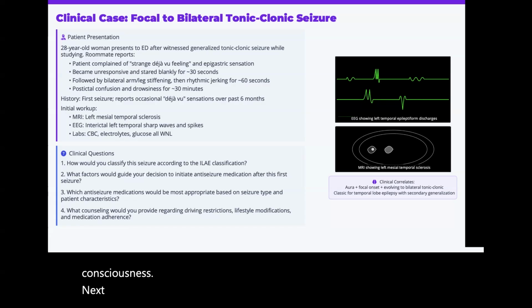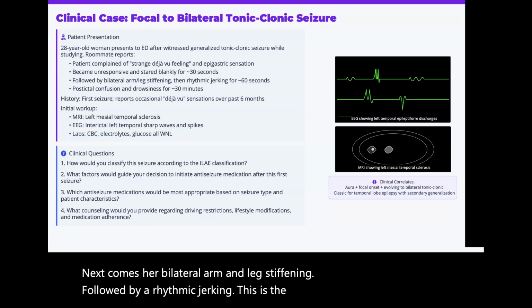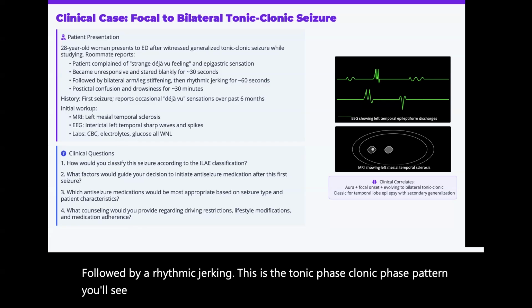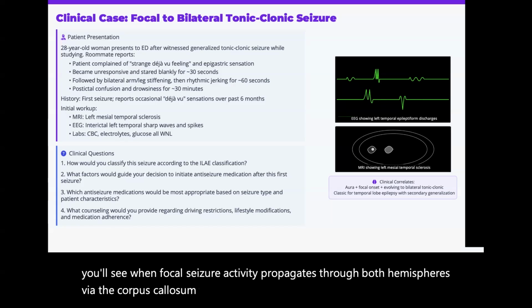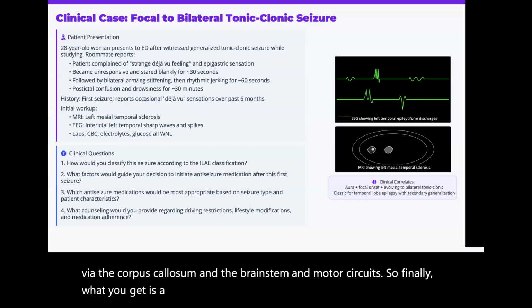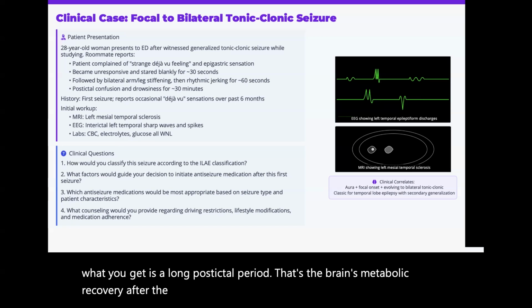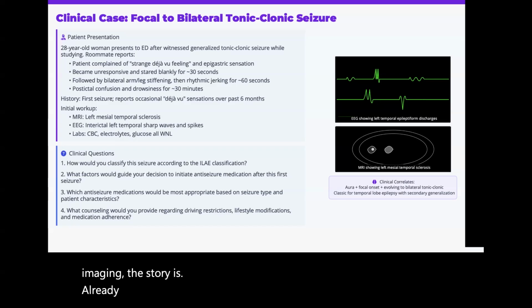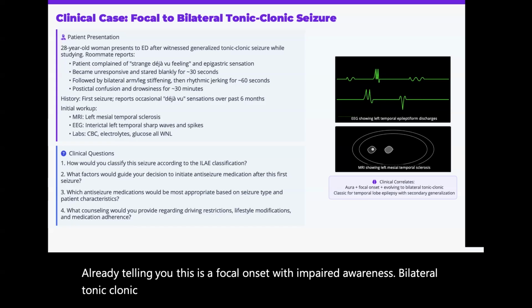Next comes her bilateral arm and leg stiffening, followed by rhythmic jerking. This is the tonic phase, then the clonic phase, a pattern you'll see when focal seizure activity propagates through both hemispheres via the corpus callosum, the brainstem, and motor circuits. Finally, what you get is a long postictal period. That's the brain's metabolic recovery after the widespread neuronal depolarization. So before we even look at imaging, the story is already telling you this is a focal onset with impaired awareness, bilateral tonic-clonic seizure. That's how you describe this.